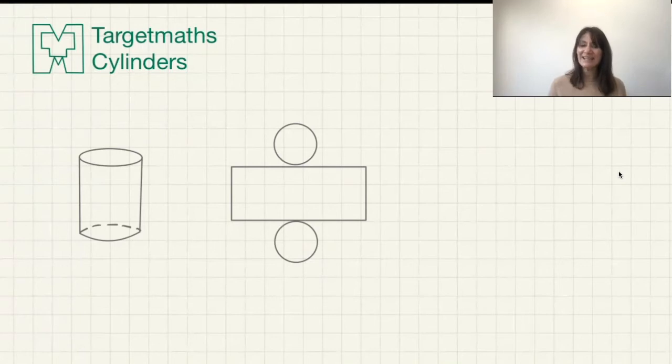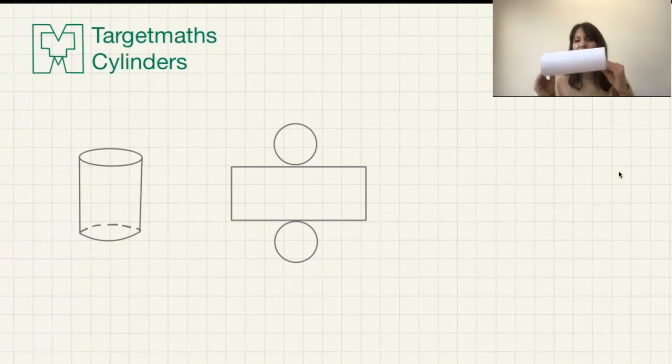So a cylinder, what I've drawn on the screen here is the 3D shape and then the net of that 3D shape. A cylinder has the top and the bottom circles, and then it actually has a rectangle in the middle. I wanted to show the connection between the circles and that middle section.